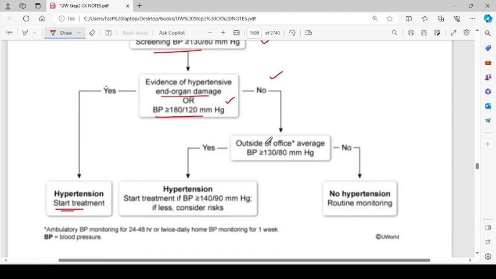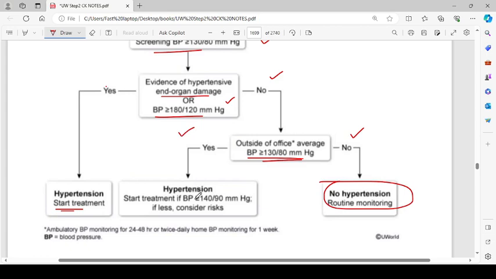If no, outside of office, average blood pressure more than 130 by 80 millimeters of mercury. So if no, then it is white coat hypertension. Only when they come to you they have increased blood pressure, and when they go home the blood pressure is reduced. So it is white coat hypertension, and just give the routine monitoring. It is not hypertension.